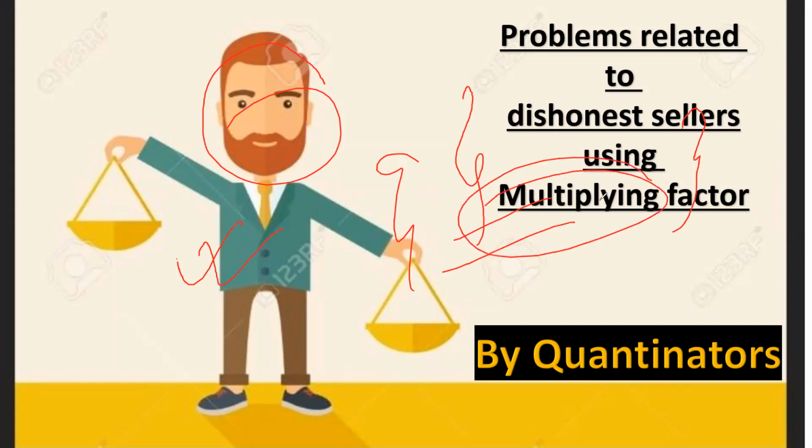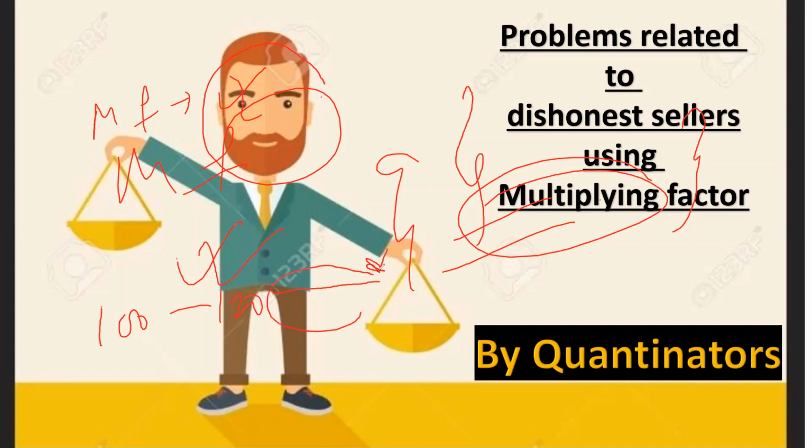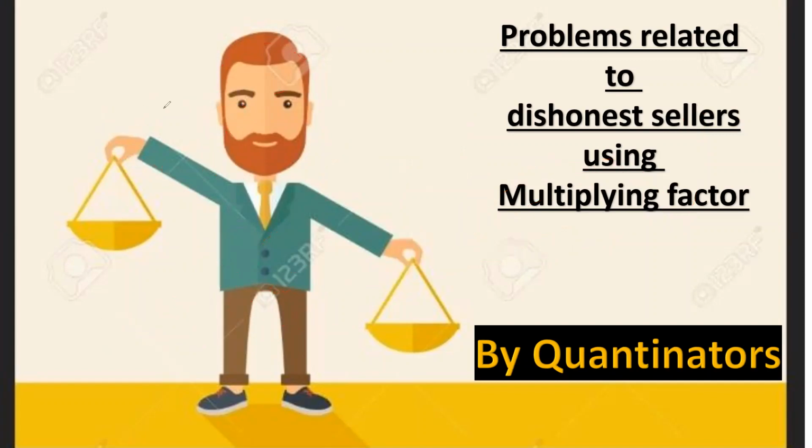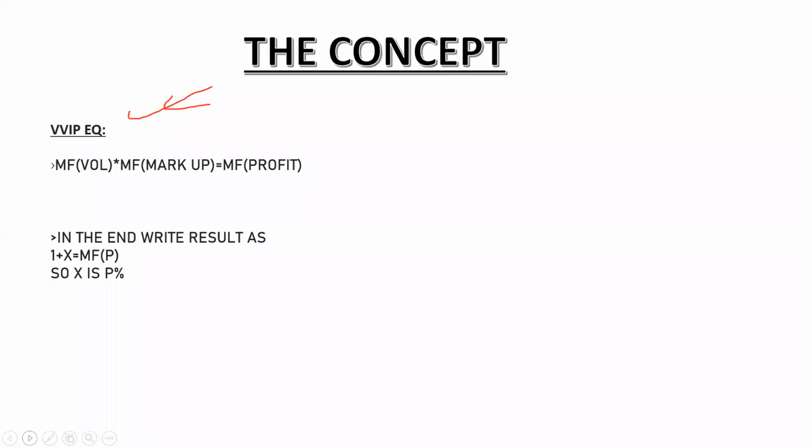The reason being, the multiplying factor approach is, according to me, a super quick approach for solving such questions, rather than assuming it to be 100, then 120, and so on. Ultimately we switch to the multiplying factor only. So now, coming to the concept for this particular topic.